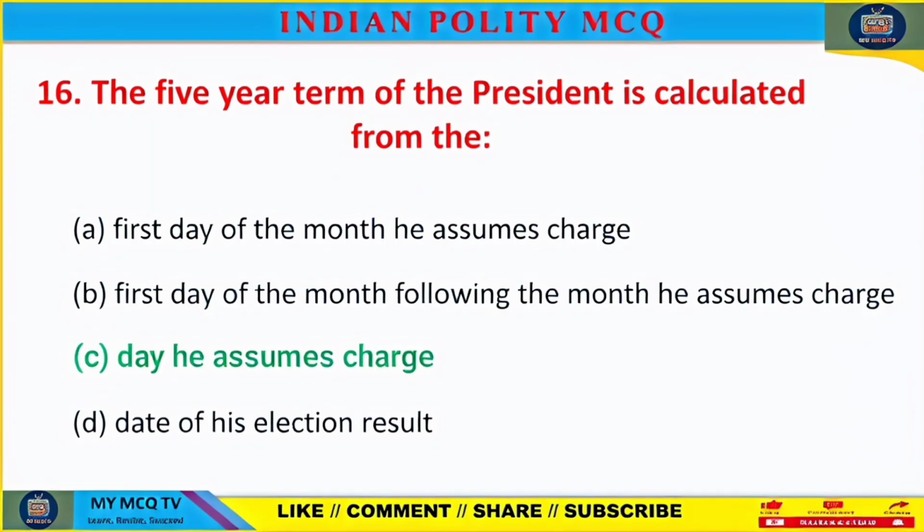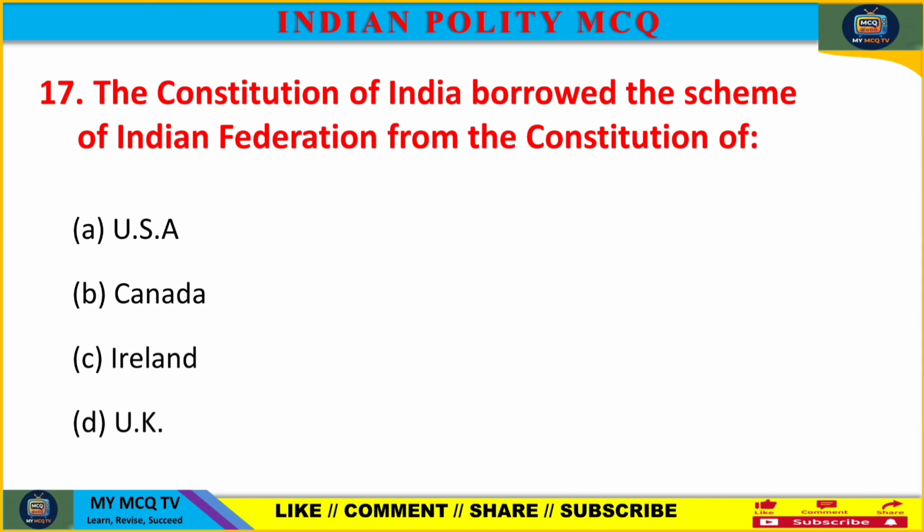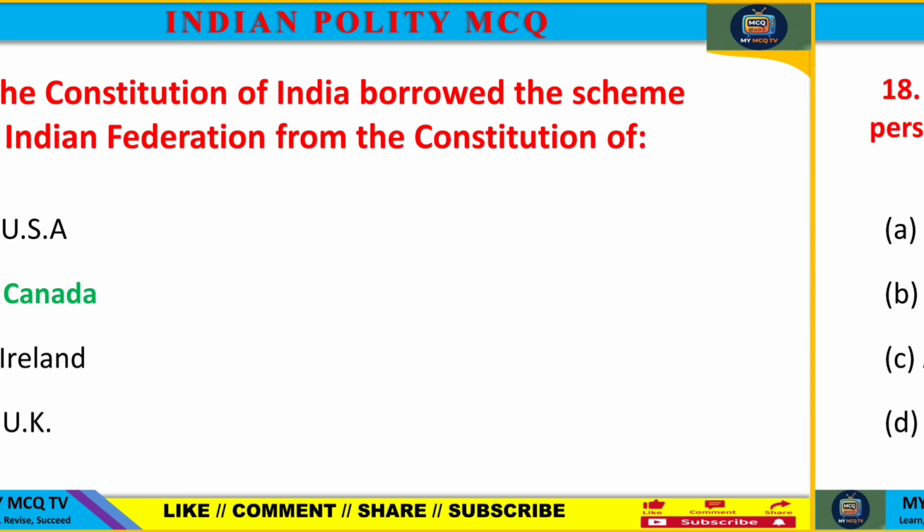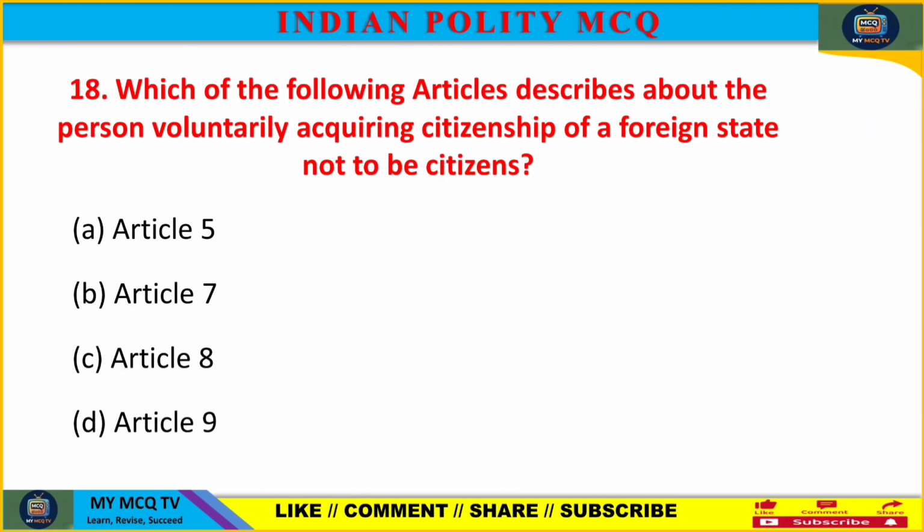Correct answer. C. Day he assumes charge. The Constitution of India borrowed the scheme of Indian Federation from the Constitution of. Correct answer. B. Canada. Which of the following articles describes the person voluntarily acquiring citizenship of a foreign state not to be citizens? Correct answer. D. Article 9.